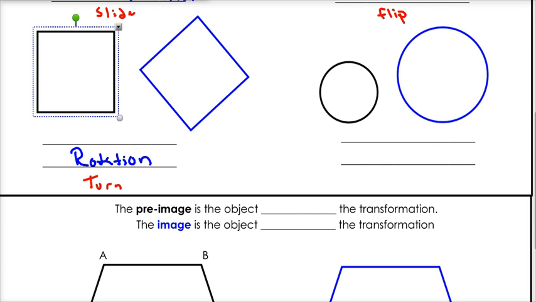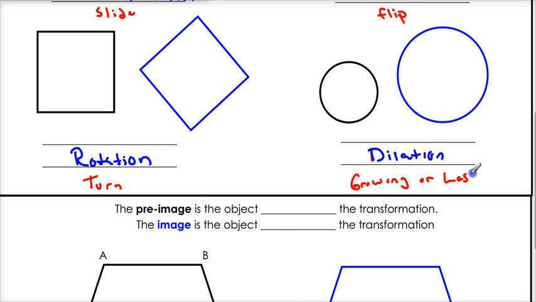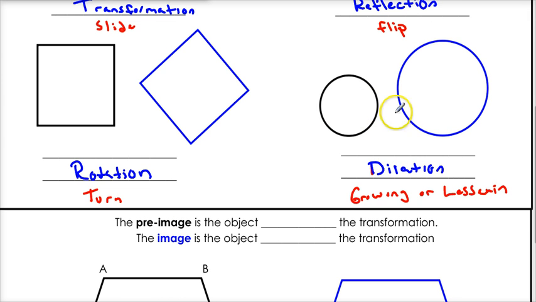And finally, we have a dilation. All right, that is our final kind, dilation. All right, and that's what your eyes do when they see light. They get bigger and smaller. That is just growing, all right, or lessening. If something gets bigger or smaller, that is a dilation. You look at this circle, it got bigger. That's a dilation. This is the only one of these where the size of the figure actually changes.